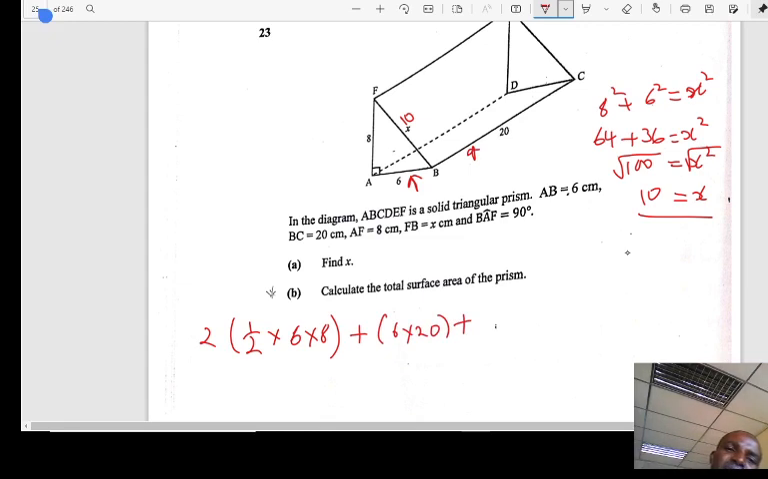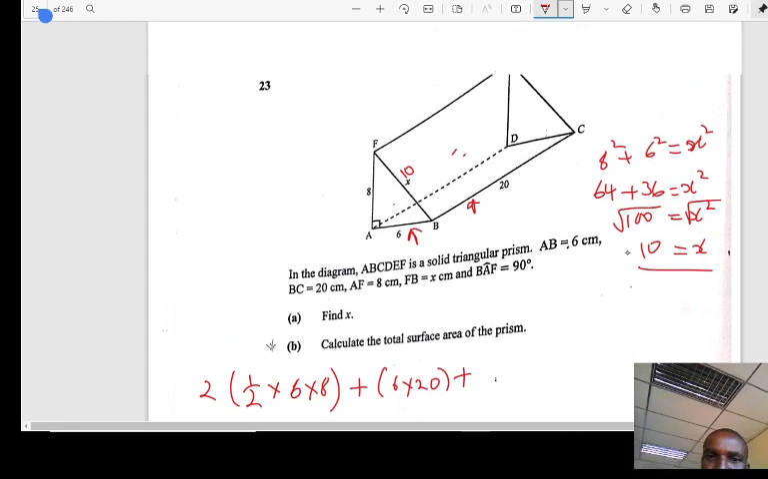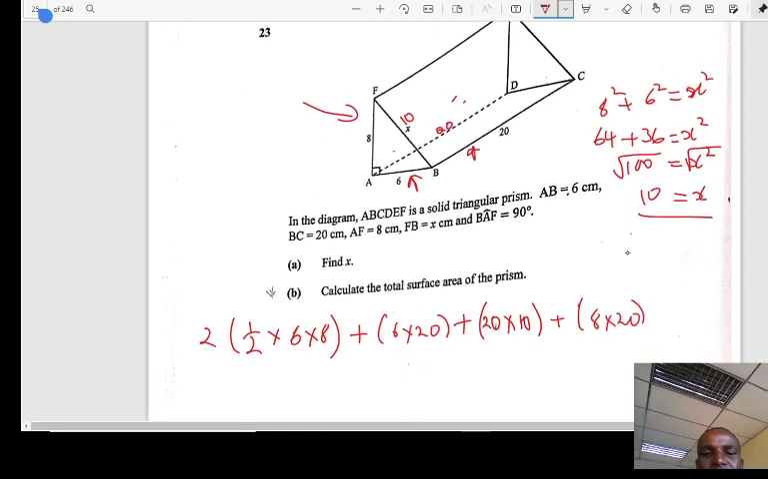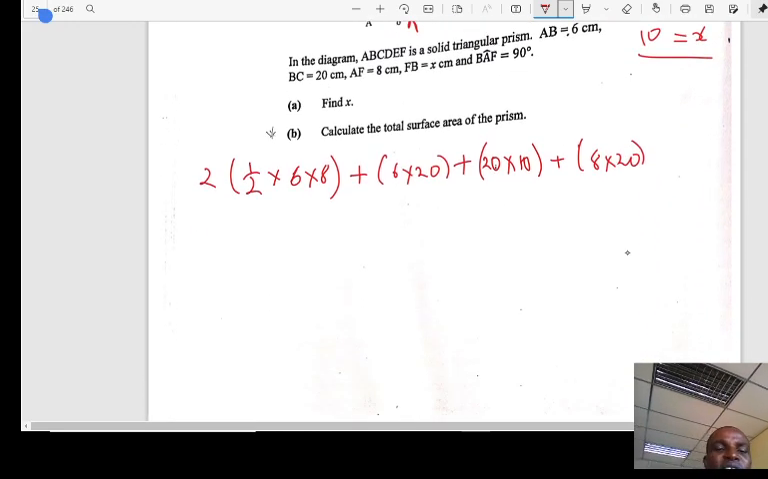Then we are left with this one. This shape is BCEF. BCEF is also a rectangle. So length is 20, width is 10. So you say 20 times 10. Then plus. Then we are left with this one on this side. It is a rectangle ADEF. The length is actually 20, that side there. So it's 8 times 20. Like this. Then you simplify. That's the total surface area of this shape.